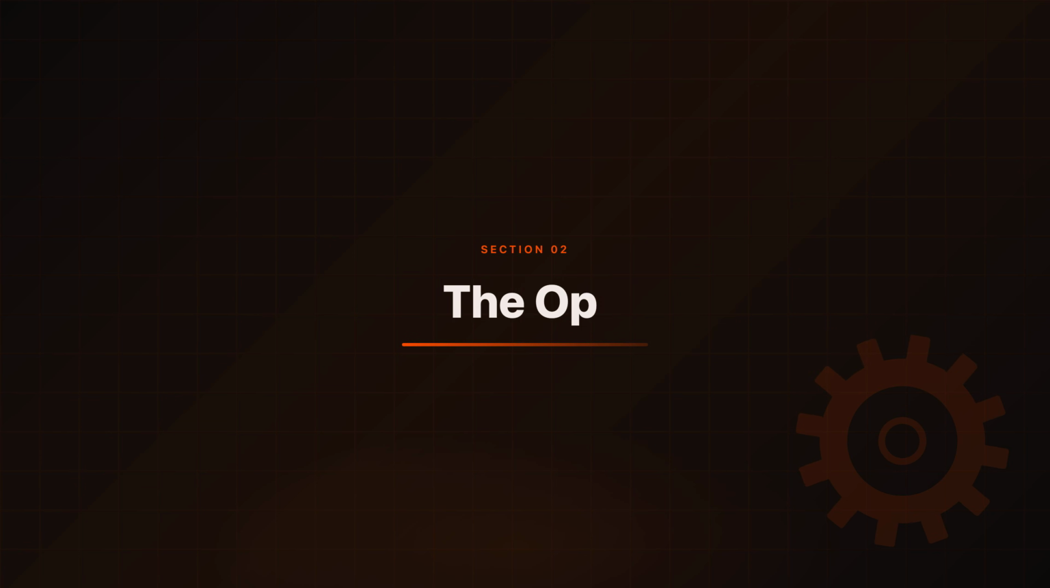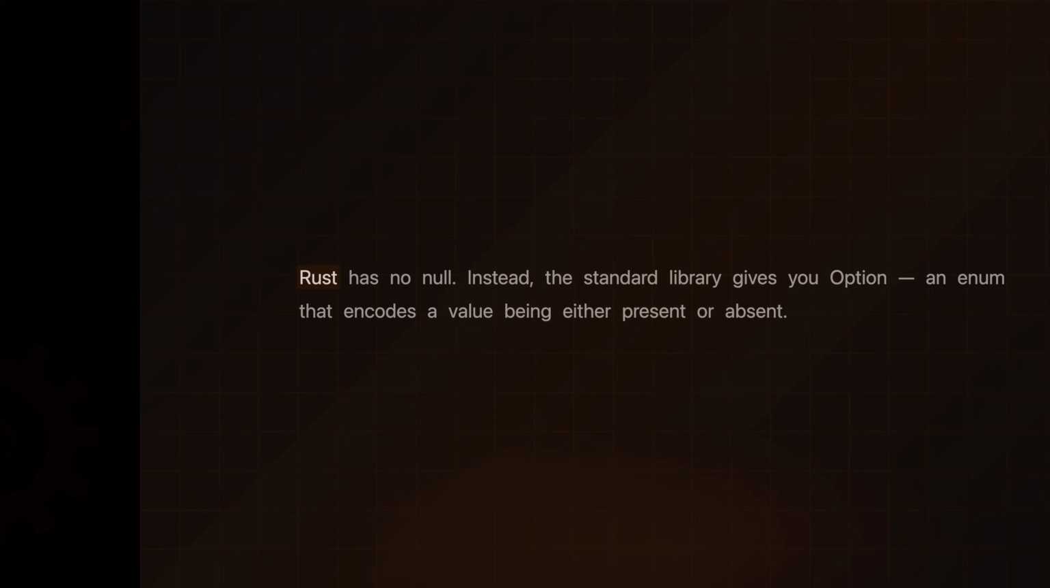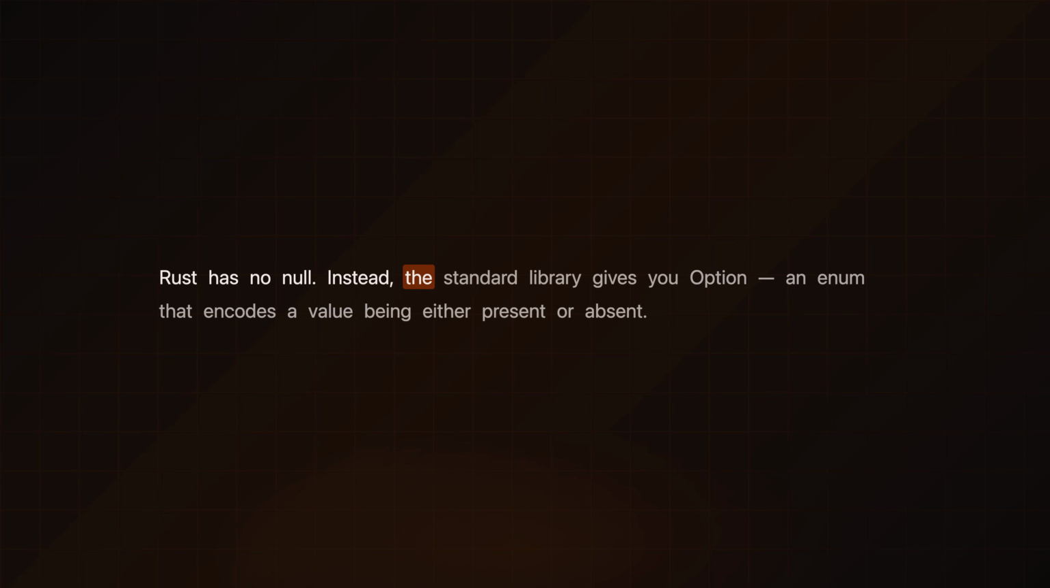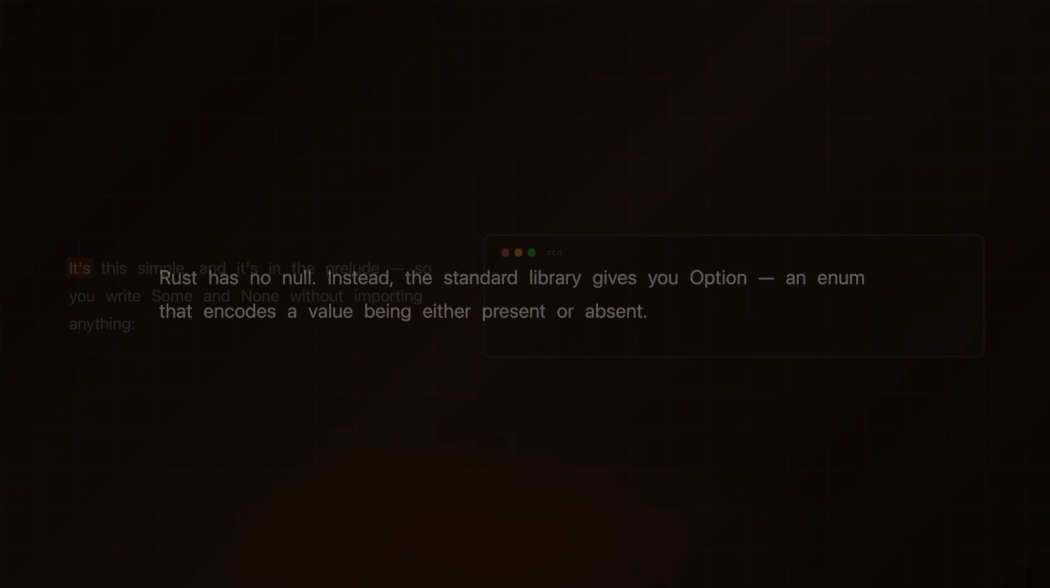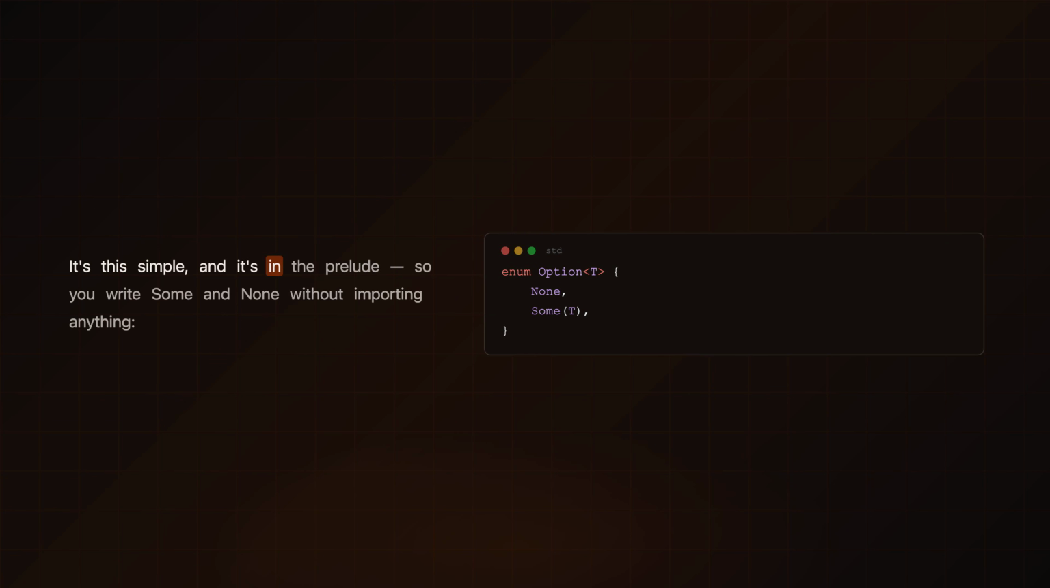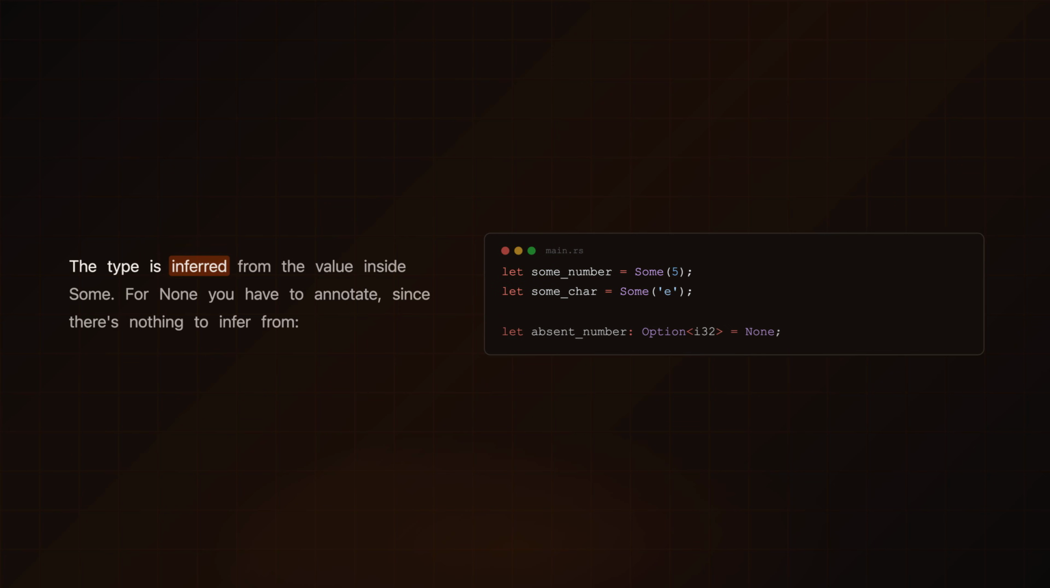The Option enum. Rust has no null. Instead, the standard library gives you Option, an enum that encodes a value being either present or absent. It's simple, and it's in the prelude, so you write Some and None without importing anything. The type is inferred from the value inside Some. For None you have to annotate it, since there's nothing to infer from.